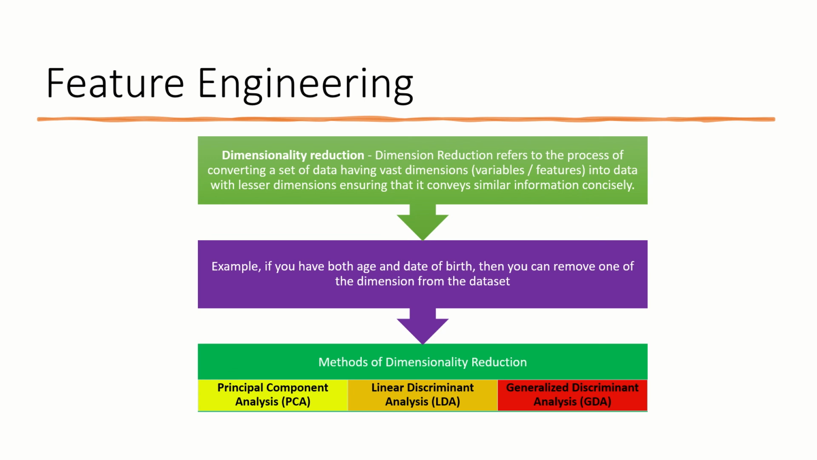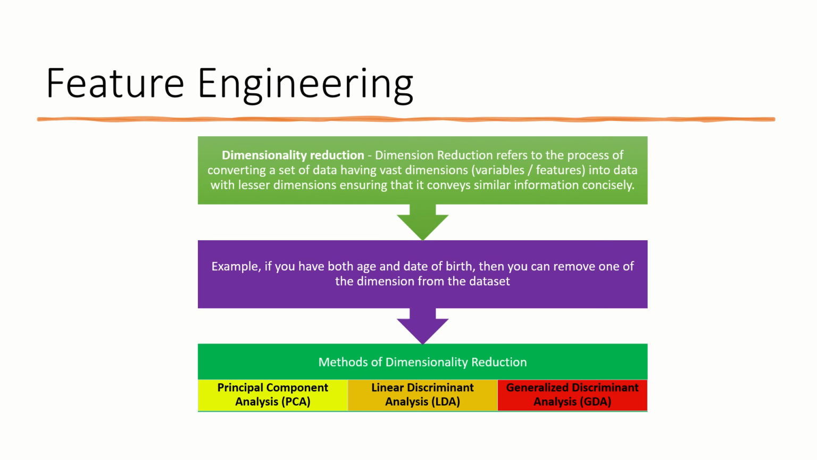I have given certain examples of dimensionality reduction. We have principal component analysis, which is applicable for an unsupervised model. It focuses on capturing the direction of maximum variation in the data set. We have LDA, which is linear discriminant analysis. This concentrates on supervised algorithms, and the goal of LDA is to find a feature that best optimizes the class separability.